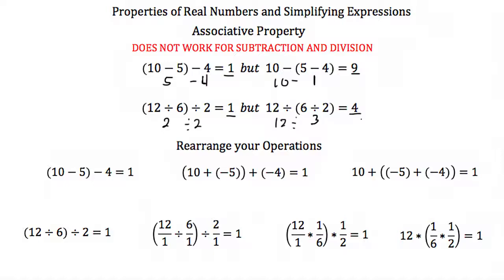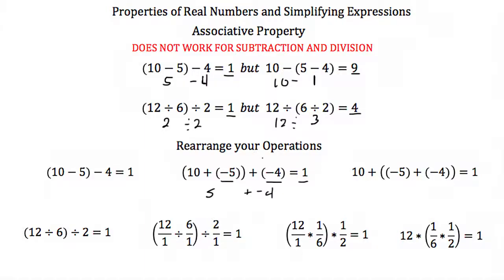Now again, if you have to rearrange a subtraction problem or a division problem, there's a similar way, like the commutative property, to go about it. For a subtraction problem, again, you're just going to add the negative. So 10 minus 5 and then minus 4 would turn into 10 plus negative 5 and then plus negative 4. Because 10 plus a negative 5 is 5. And then if I add a negative 4 again, I get 1.